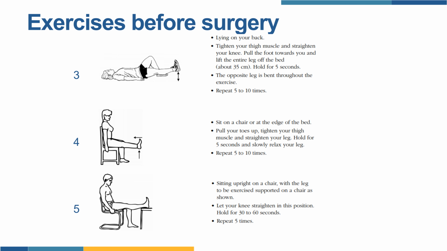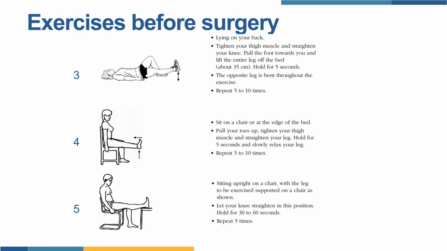Exercise 3. Lying on your back, tighten your thigh muscle and straighten your knee. Pull the foot towards you and lift your leg off the bed. Keep the opposite knee bent throughout the exercise. Hold 5 seconds. Repeat 5 to 10 times.